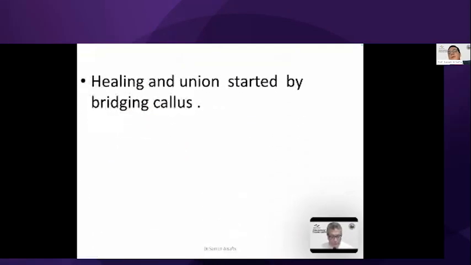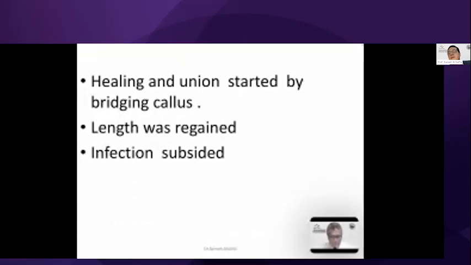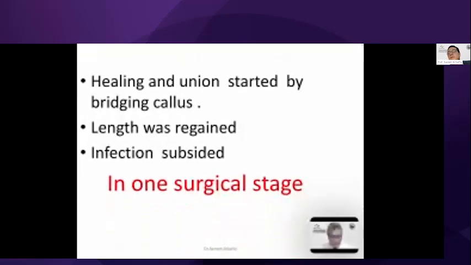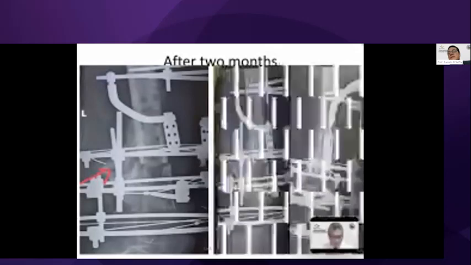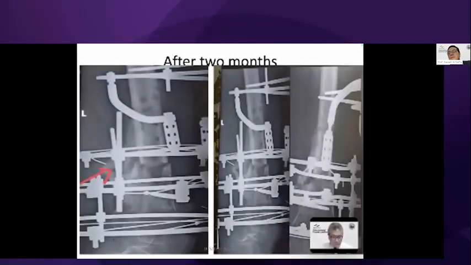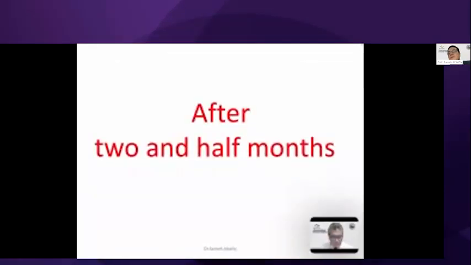Healing and union started by bridging callus, length was regained, infection subsided, all in one surgical stage. After 2 months, this is a complete callus. You can see bridging, huge bridging callus. After 2.5 months, this is a callus.